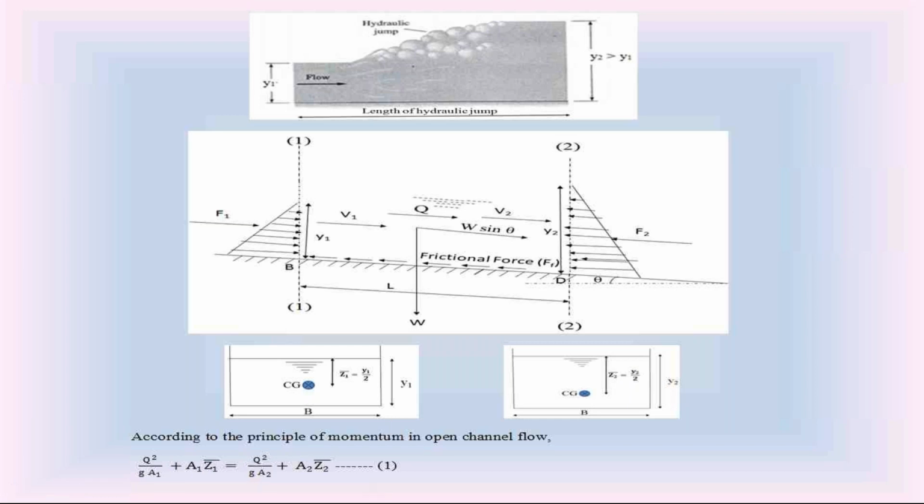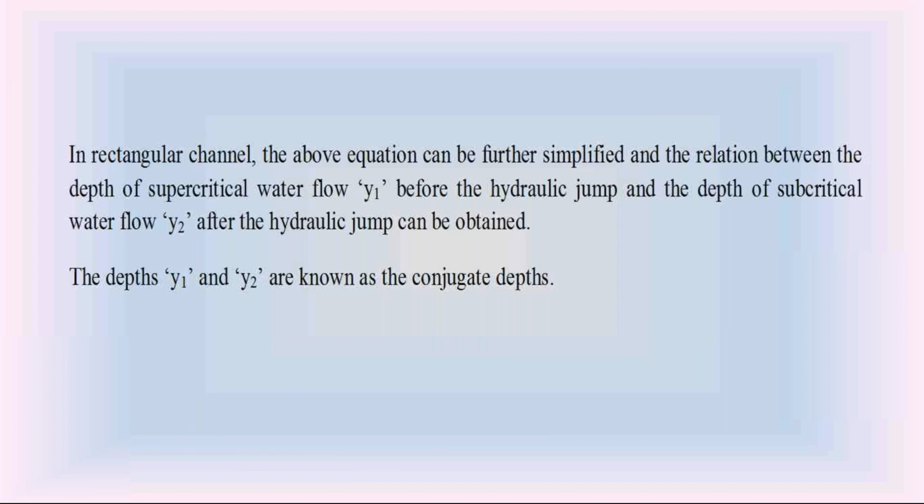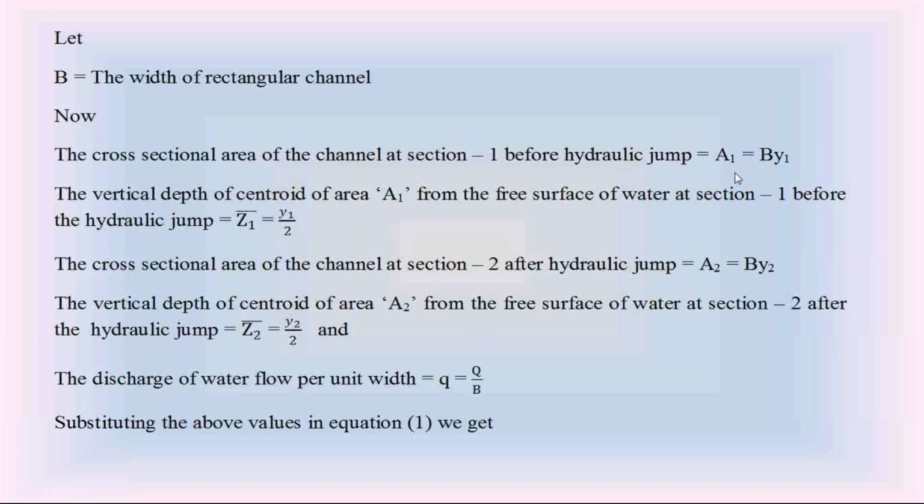Then the equation 1 changes as follows. We know that the depths Y1 and Y2 are called the conjugate depths. At section 1, A1 is equal to B into Y1 because it is a rectangle, and Z1 bar is equal to Y1 by 2. At section 2, A2 is equal to B into Y2, and Z2 bar is equal to Y2 by 2.